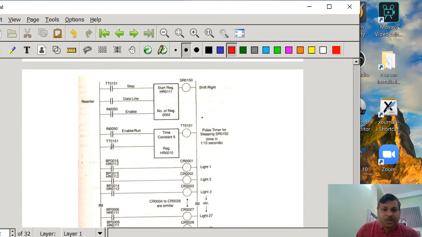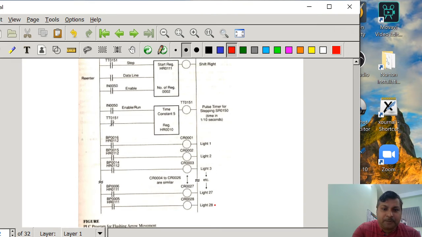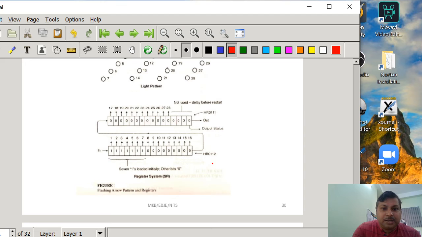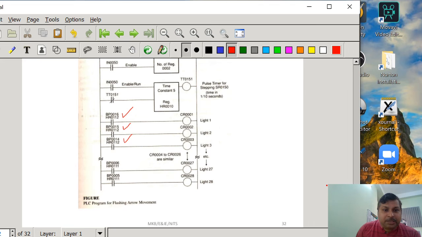So let us see the operation. This is light 1, light 2, light 3 up to light 28, and they depend on the bits 16, 15, 14 like that. Now they will depend on HR112, because we are going to control the lights 1 to 16 by the first register, that is HR112, and then HR111 will be controlled by lights 17, 18 up to 28. Okay, 17 to 28. That's why you will find in HR111 that the bit is 5 and 6, which corresponds to light 27.